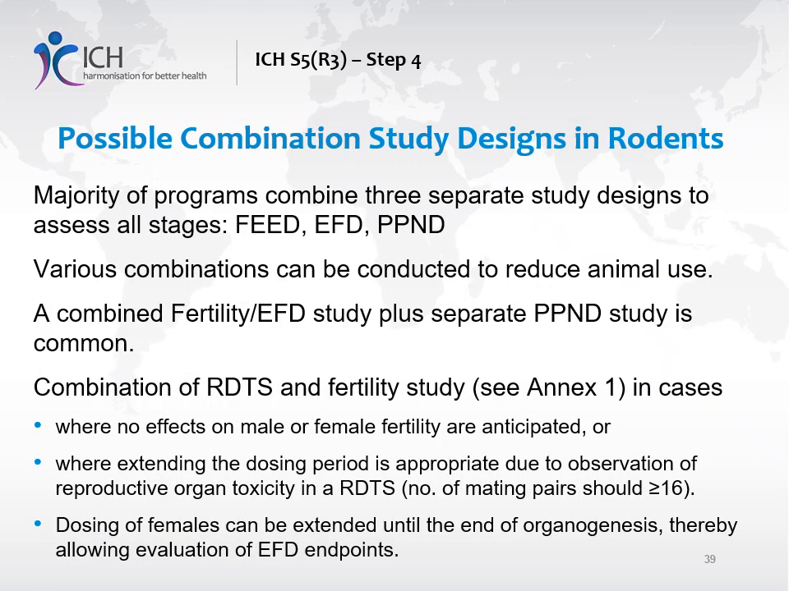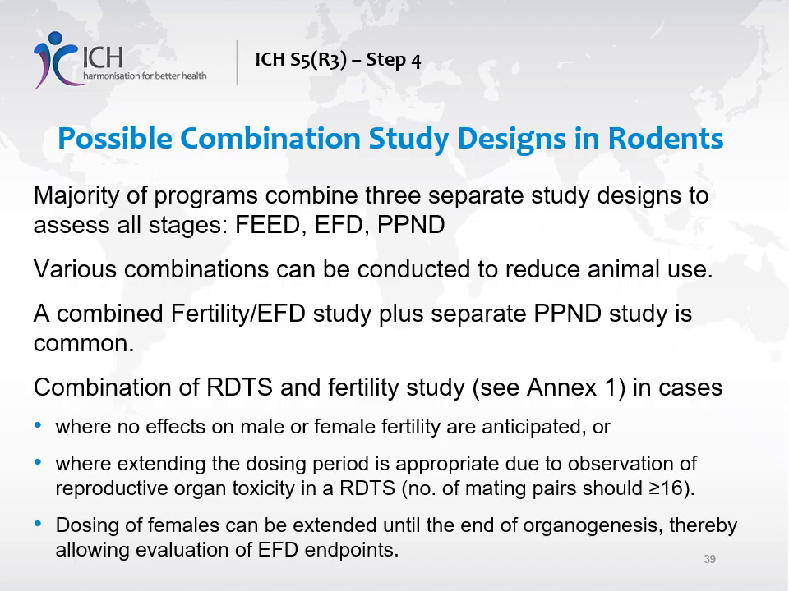Possible combination study designs in rodents. Although 3 separate study designs, in essence FEED, EFD and PPND, have been employed to develop the majority of pharmaceuticals, various combinations of these study designs can be conducted to reduce animal use. The main advantage of combination designs is that all relevant stages of the reproductive process can be assessed using fewer animals. Combination studies can also better mimic the exposure duration in the clinic, especially for drugs with long half-lives.